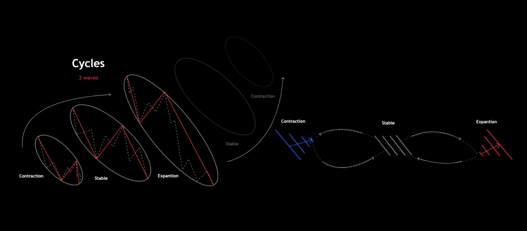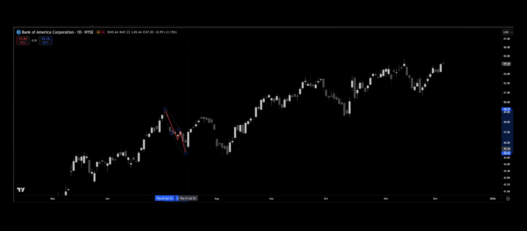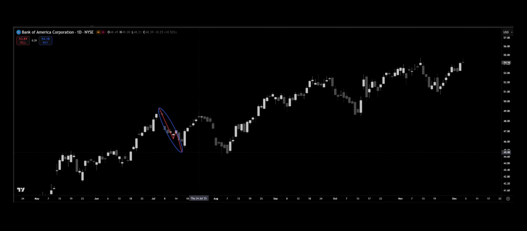Every wave is itself a smaller fractal cycle, nested inside the larger one it builds. This creates a multi-layered hierarchy of repeating structures, where the same blueprint appears on every time frame.